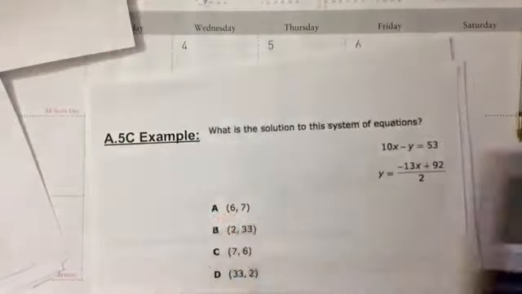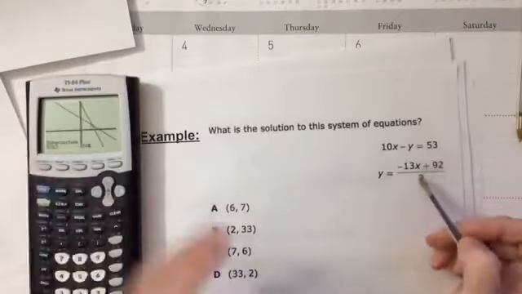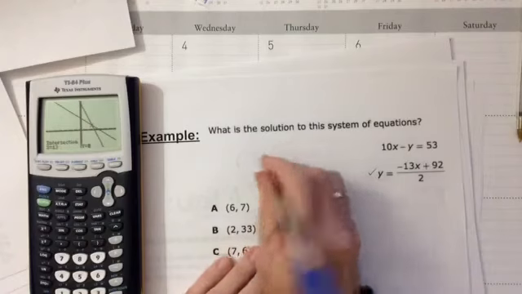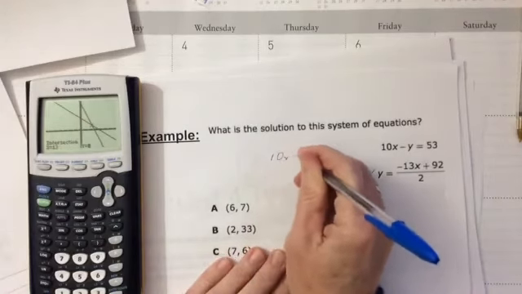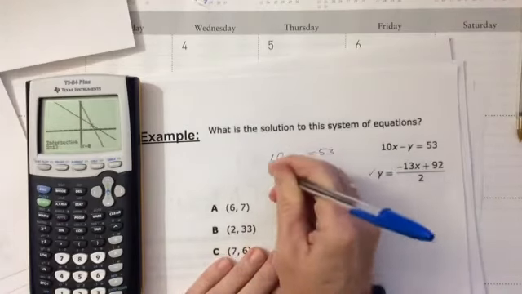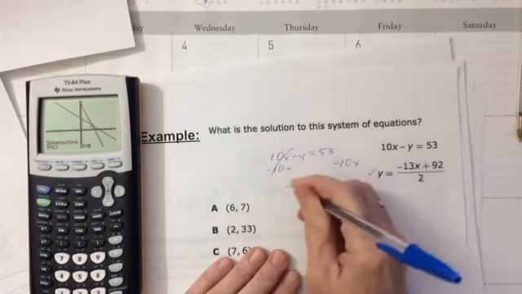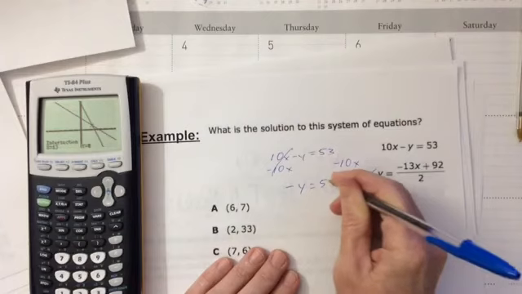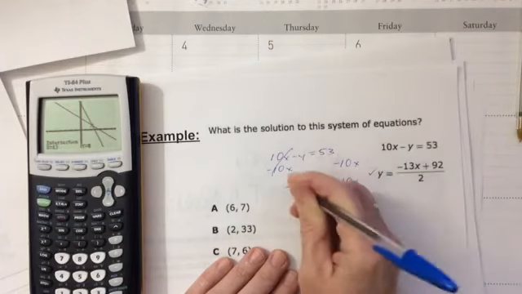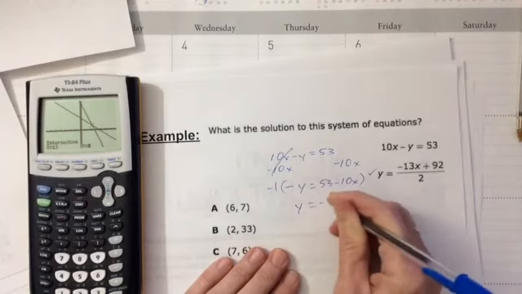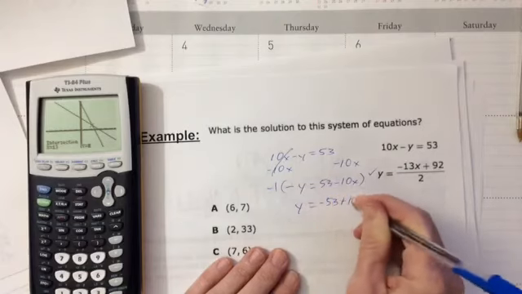Last question. What's the solution to the system? Yay, this is in y equals. This one's not, but that's no problem. 10x minus y equals 53, minus 10x on both sides. That gives us negative y equals 53 minus 10x. Multiply everything by negative 1 to give us y equals negative 53 plus 10x.